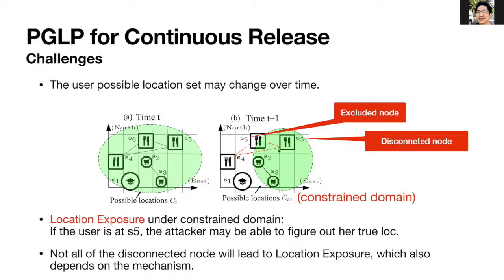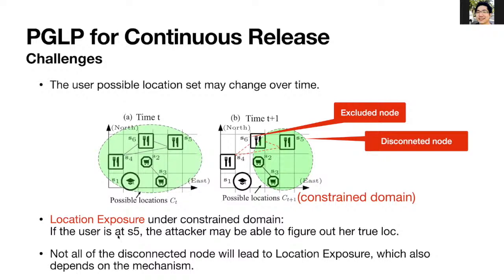And there is another location like this one, S5, which is in the location set domain, the possible looking side. However, there is no edge between it and other locations like S2 and S3 in the possible looking side. So we call this a disconnected node. That means it was originally connected, but now it is disconnected.